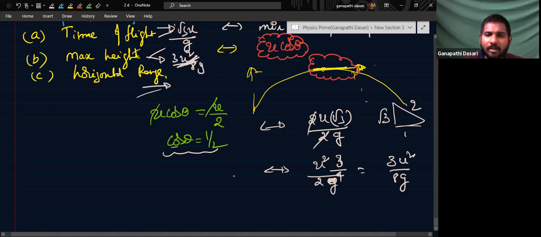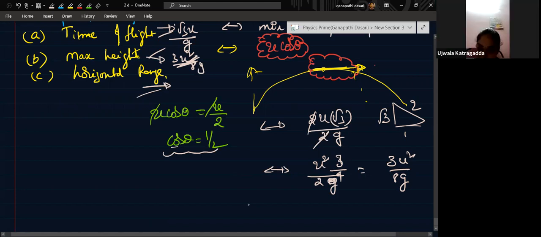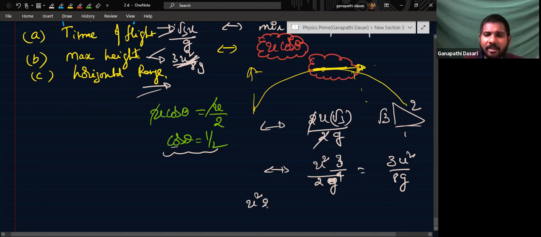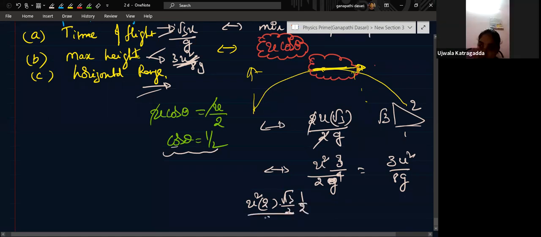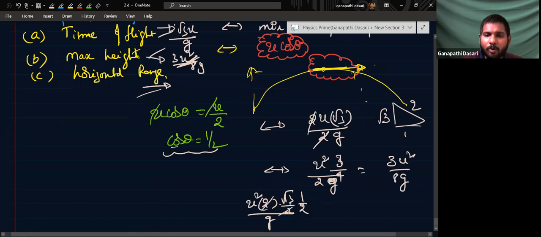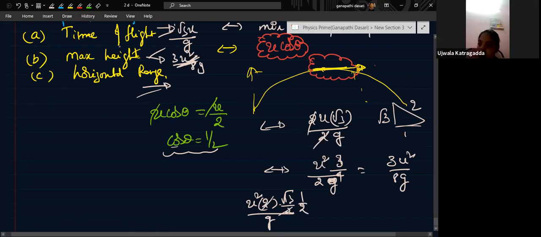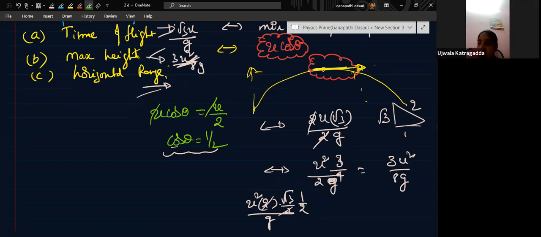Horizontal range is u square cos square theta sine 2 theta by g, or otherwise u square 2 sin theta cos theta by g. 2 sin theta is root 3 by 2 and cos theta is 1 by 2. The 2 cancels. So the answer is root 3 u square by 2g.